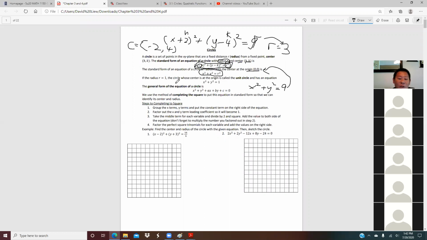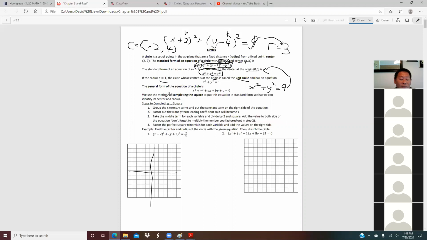So what happens when you have a radius of 1 and the center is at the origin? Then we call this a unit circle. It's x squared plus y squared equals 1. So if you want to draw this kind of circle, sorry, it's weird.